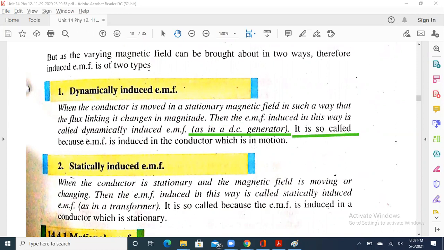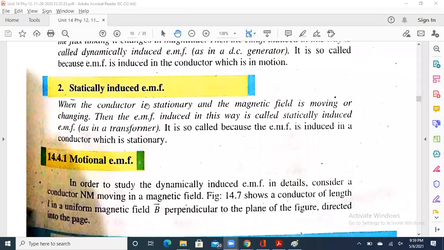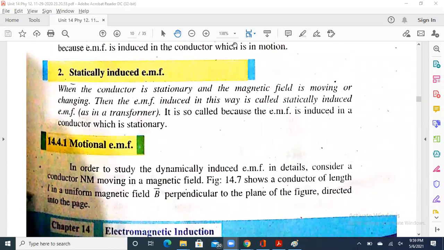It is so called. So called means why it is called as. Because EMF is induced in the conductor which is in motion. Because the conductor is in motion, that's why this is the dynamically induced EMF. Although it is a very easy concept, I am utilizing my time on it so that we can understand it in a very proper way.